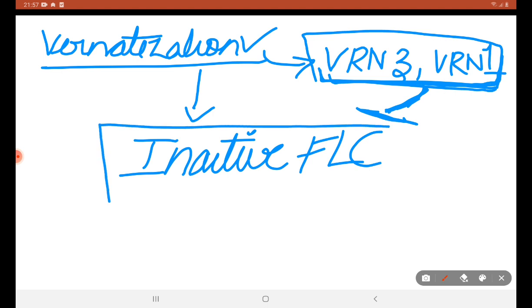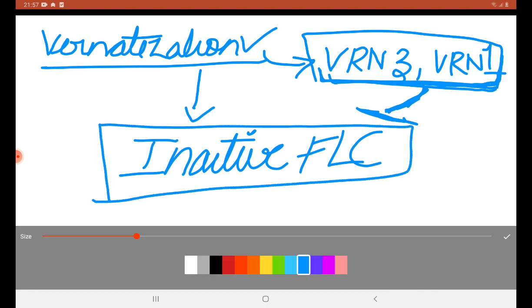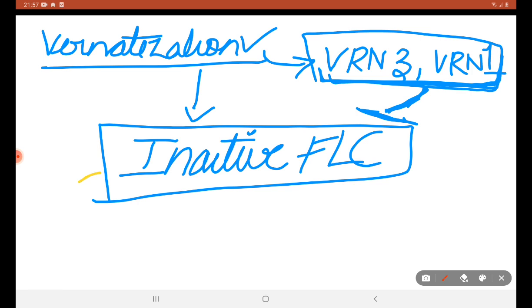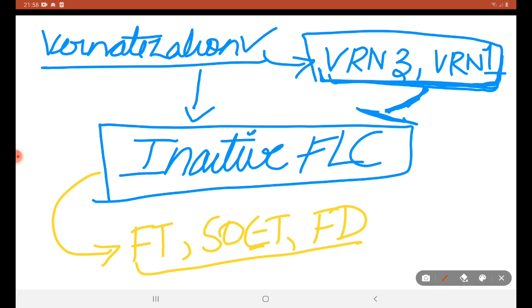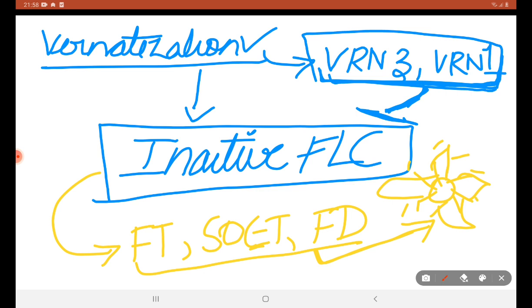On inactivating FLC, they will go and activate FT, suppressor of constans 1, and FD. All these things will be activated, so they end up flowering, producing a flower. So FLC is Dushman.